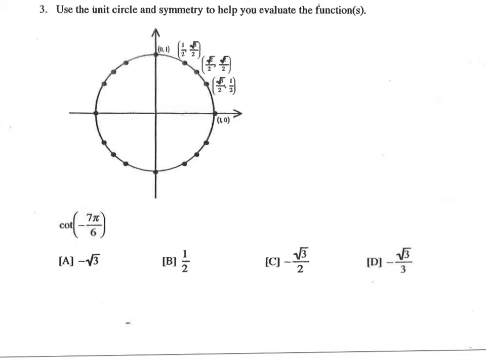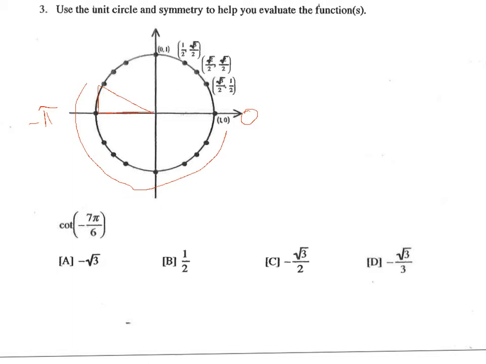For number 3, we are going to use the unit circle to help us evaluate the cotangent of negative 7 pi over 6. So first we want to locate negative 7 pi over 6 on the unit circle. And if we start at 0 radians and we move clockwise, we are moving in the negative direction. So negative 7 pi over 6 would be just over negative pi. So we're working with this angle right here.